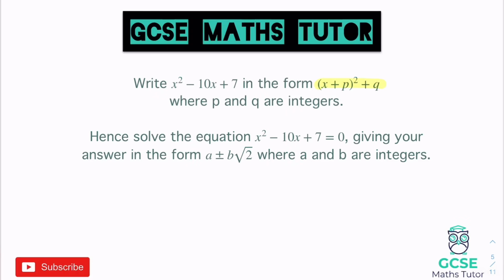So it says hence solve this equation, x squared minus 10x plus 7 equals 0, giving your answer in the form a plus and minus b root 2, where a and b are integers. Now we are going to use a little bit of surds within this, so again you need to have a little bit of an understanding of simplifying surds. Again, I will link the video to simplifying surds in the description, but the surds element of this is quite simple surds. So obviously just check that out if you haven't already, but we're going to have a look at how we go about answering this question.